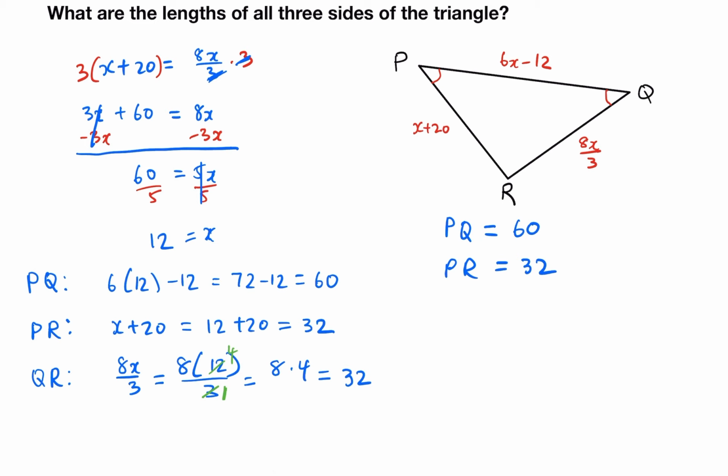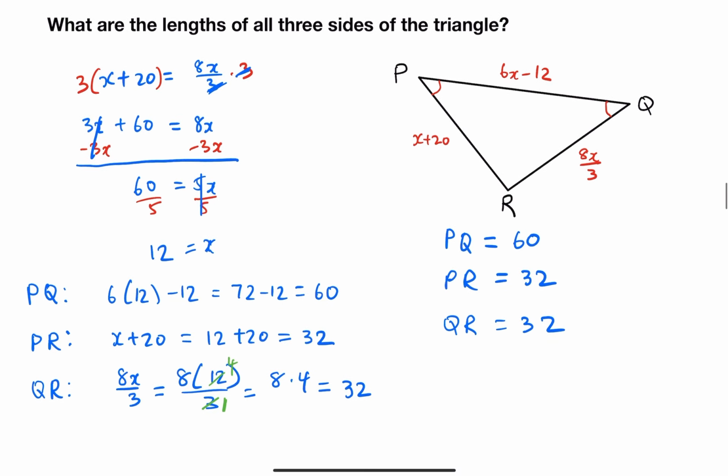And we should have known that from the theorem, because if this side is 32, which is what we solved, then this side should also be 32 according to the theorem. So QR is equal to 32. These are the lengths of all three sides of this triangle.